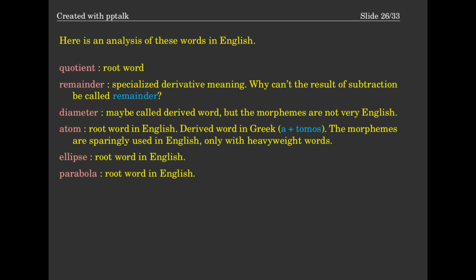Diameter may be called a derived word, but the morphemes are not very English. Atom is a root word in English. Of course, in Greek, it is the derived word tomos, but the morphemes are sparingly used even in English, and whenever they are, only with heavyweight words. For example, you can say asymptomatic, but not agud or a band. Ellipse is a root word in English, so is parabola.